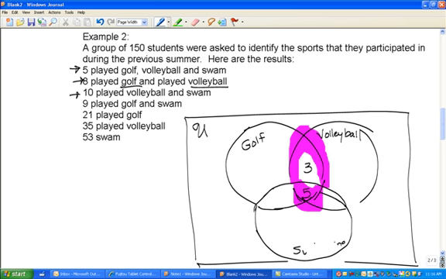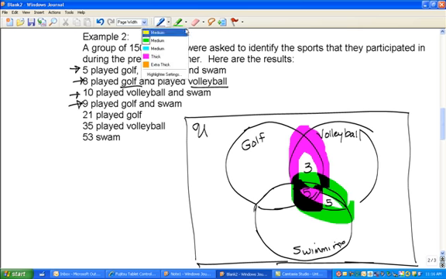This is swimming. Got ahead of myself. Okay, so let's try that again. Got green. Volleyball and swimming is this little region right here. We already have 5 and we need 5 more. Okay, 9 played golf and swam.